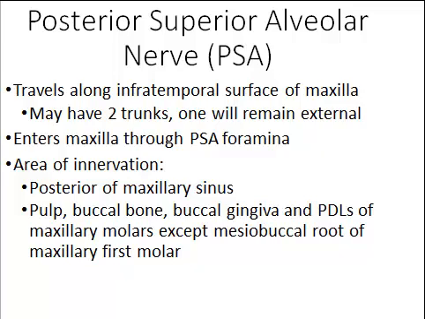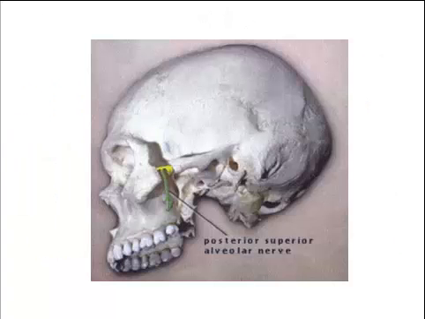So what does it innervate? The maxillary sinus, posterior, and also the pulp, buccal bone, buccal gingiva, and periodontal ligament of the maxillary molars, except for the mesiobuccal root of the maxillary first molar. And here it is showing it. You can see how it's branching off. It's entering those multiple foramina located on that infratemporal portion of the maxilla.